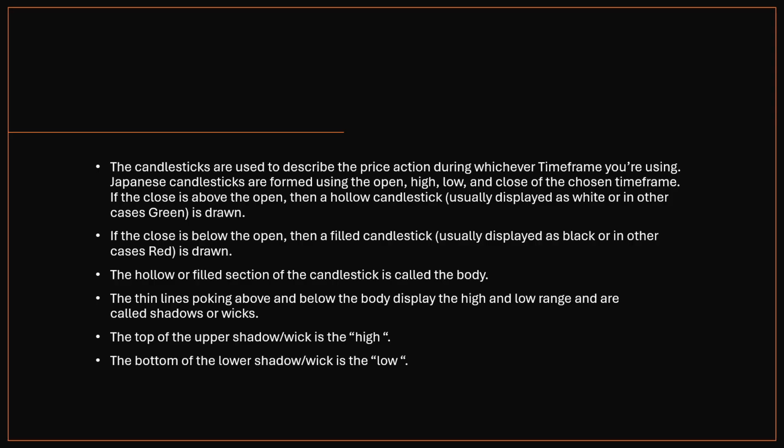Now, the candlesticks are used to describe the price action during whichever time frame you're using. Japanese candlesticks are formed using the open, high, low, and close of the chosen time frame. If the close is above the open, then a hollow candlestick, usually displayed as white or in other cases green, is drawn. If the close is below the open, then a filled candlestick, usually displayed as black or in other cases red, is drawn. The hollow or filled section of the candlestick is called the body. The thin lines poking above and below the body display the high and low range and are called shadows or wicks. The top of the upper shadow wick is the high. The bottom of the lower shadow wick is the low.